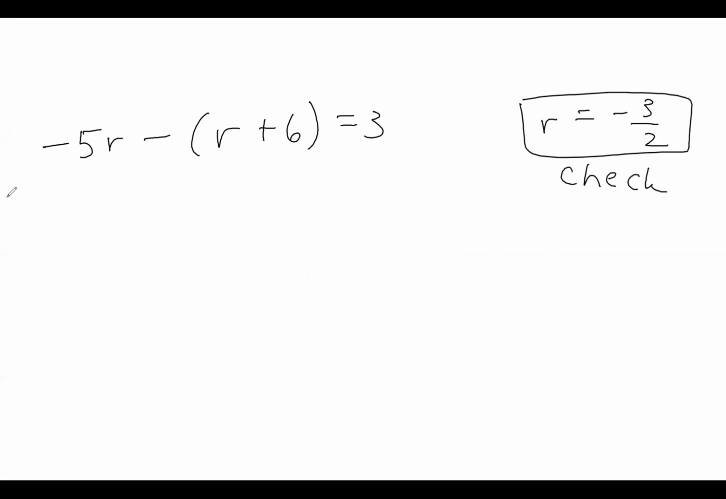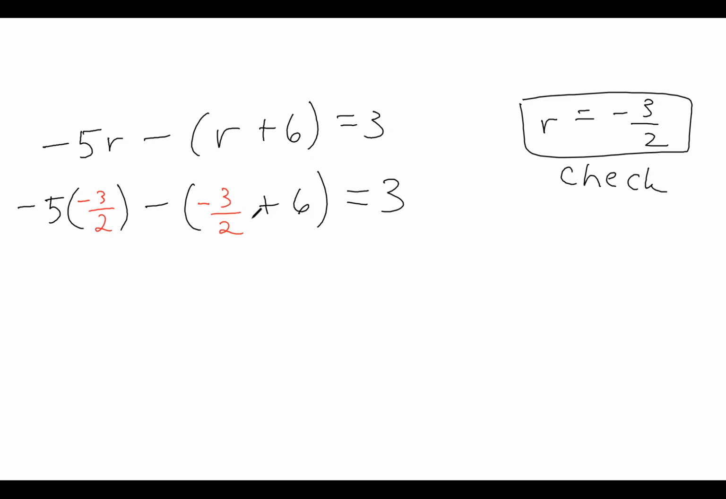So now I'm going to rewrite the equation. Each time I see the letter r, I'm going to replace it with our solution, which was negative 3 over 2. All right, here we go. So negative 5 times negative 3 over 2 minus parentheses negative 3 over 2 plus 6 equals 3.